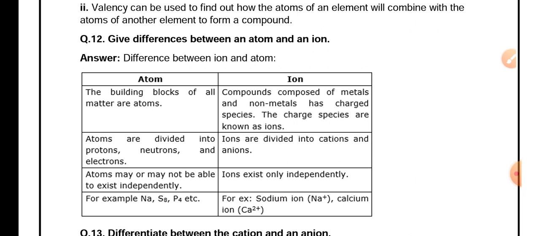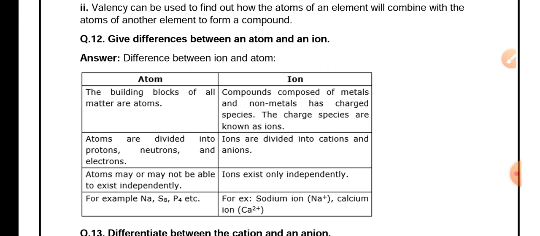Atom is a building block of all matter. Atoms are divided into protons, neutrons and electrons. Atoms may or may not be able to exist independently. For example, sodium, S8 sulfur, and phosphorus, P4, etc.